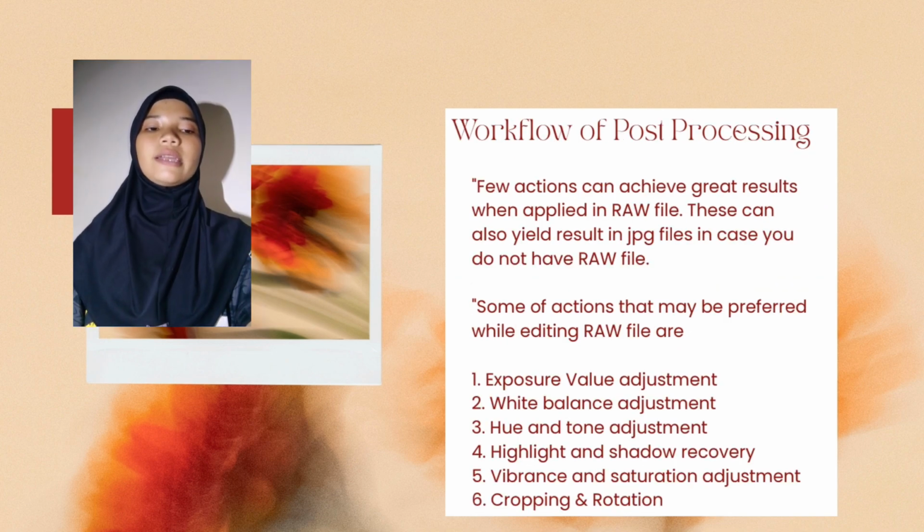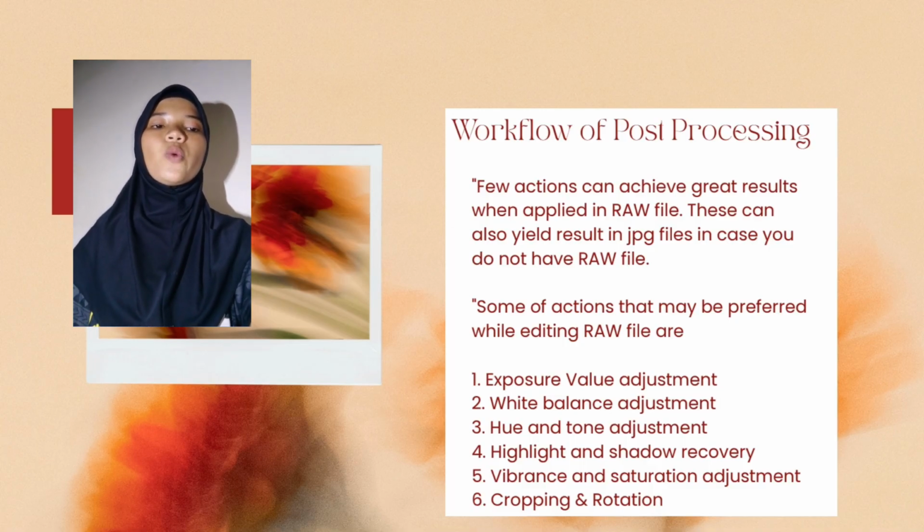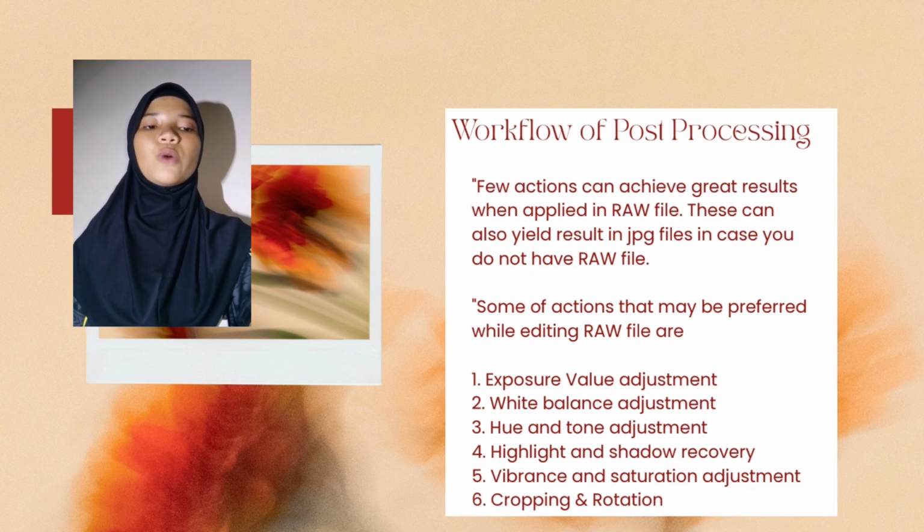So we have the next slide. Workflow of post-processing. We have six steps in the workflow of post-processing. The first one is exposure value adjustment. It controls how bright or dark the photo is. Example, brightening a dark photo taken indoors. The second one is white balance adjustment. It corrects the color temperature so white looks truly white. Example, a photo taken under yellow light is corrected to look natural.